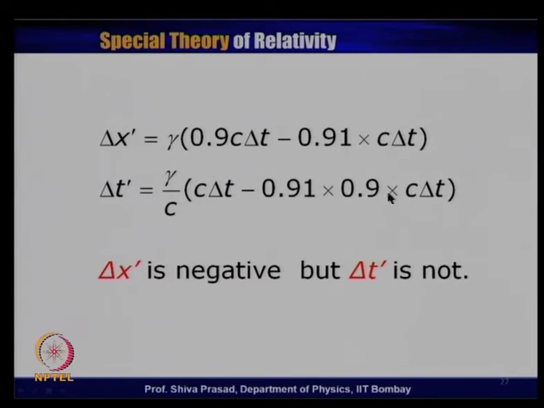Remember, here we have something which is less than 1. If I want to make this more than 1, this factor should definitely exceed 1. Otherwise, if I am multiplying by a factor which is still less than 1, the result will always turn out to be less than 1. And delta t prime can become negative only if this product becomes greater than 1. Since the other factor here is less than 1, this factor must be greater than 1. So, let us consolidate what I have said: delta x prime is negative, but delta t prime is not.